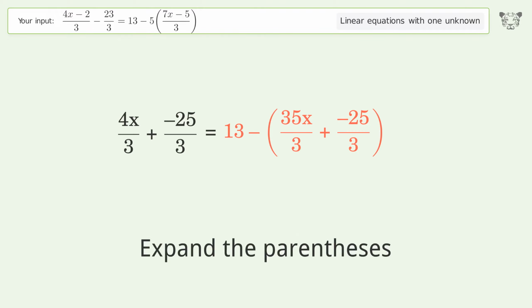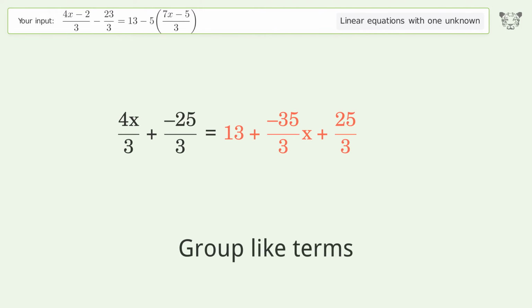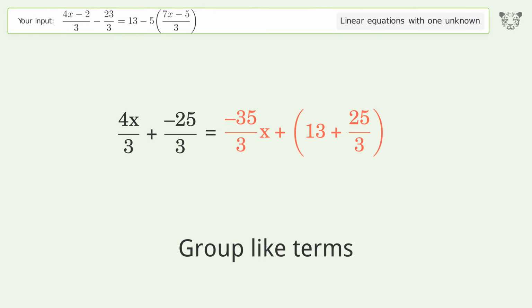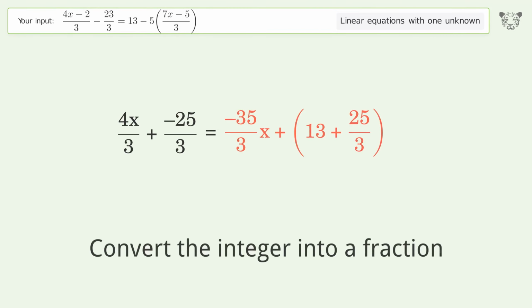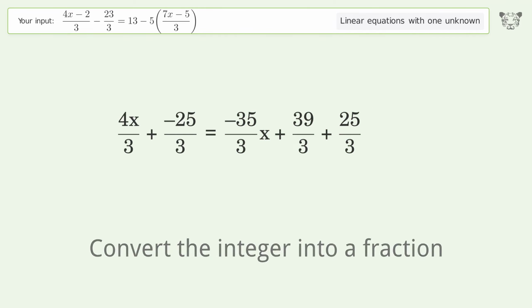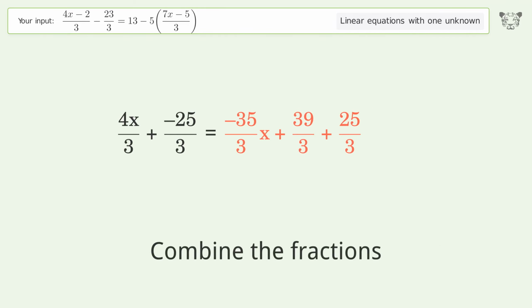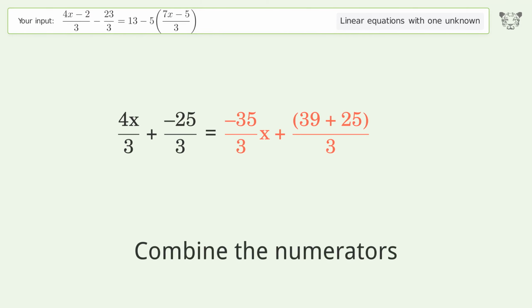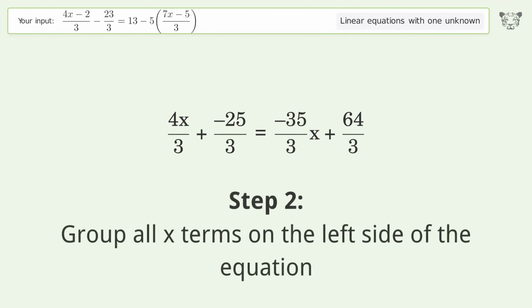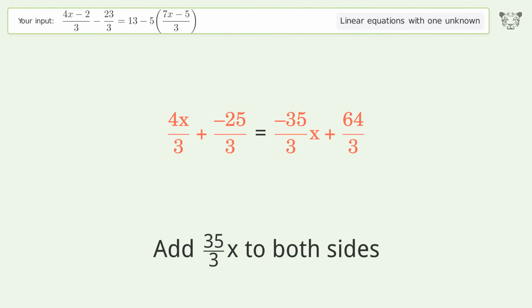Expand the parentheses. Group like terms. Convert the integer into a fraction. Combine the fractions. Combine the numerators. Group all x terms on the left side of the equation. Add 35 over 3x to both sides.